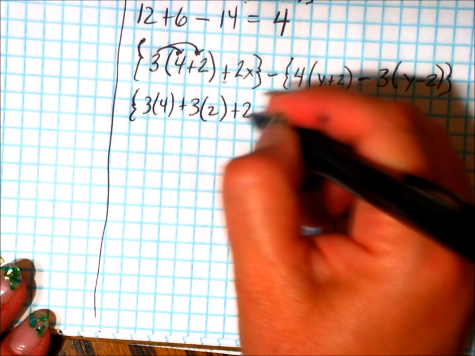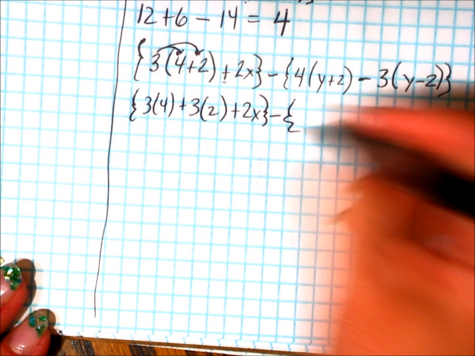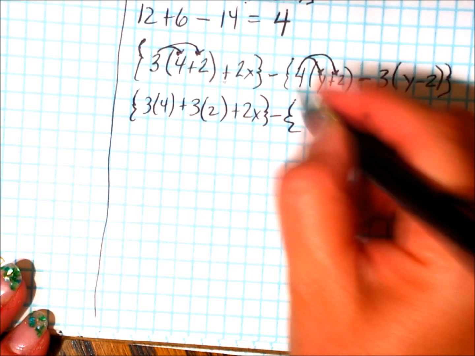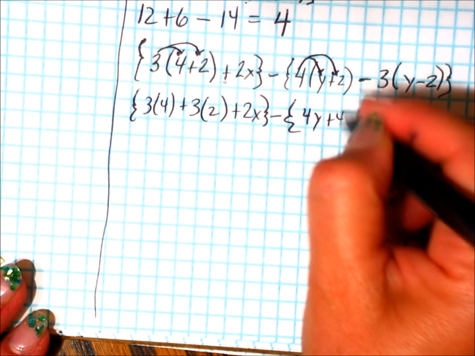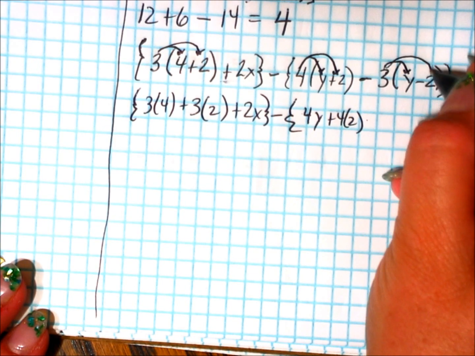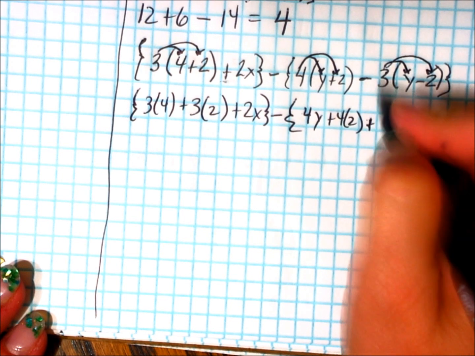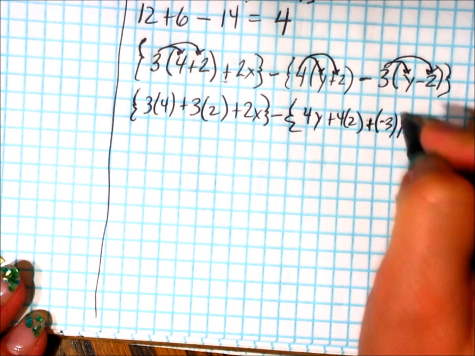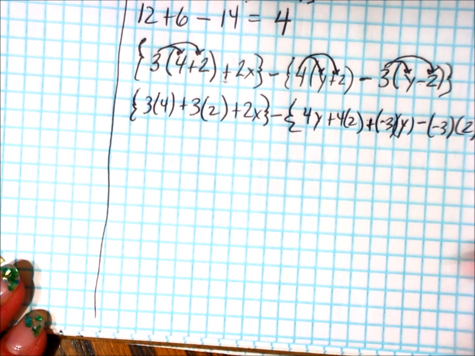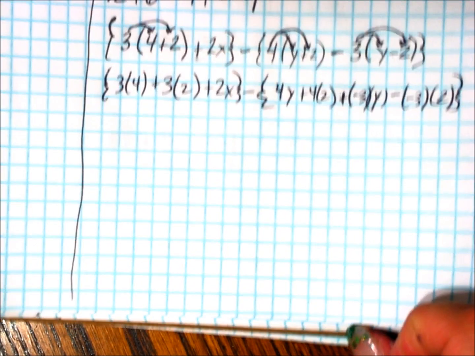Then plus 2x. Minus parenthesis or bracket. Looks like here I'm distributing the 4 to the y and the 2. So 4 times y plus 4 times 2. Here I'm distributing the negative 3. So it's a positive y, so I could put plus minus 3 times y minus negative 3 times 2. Move that over just a little teeny tiny bit.